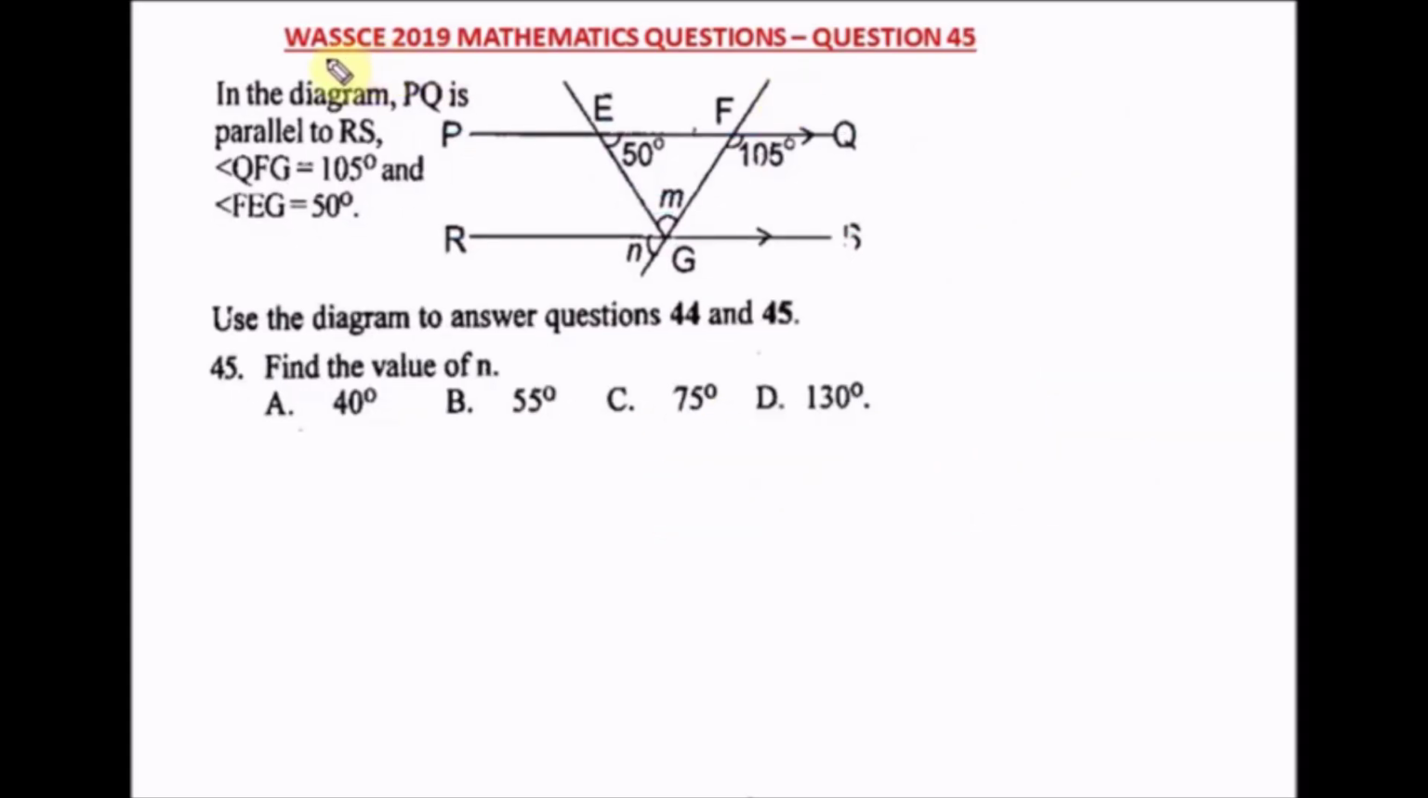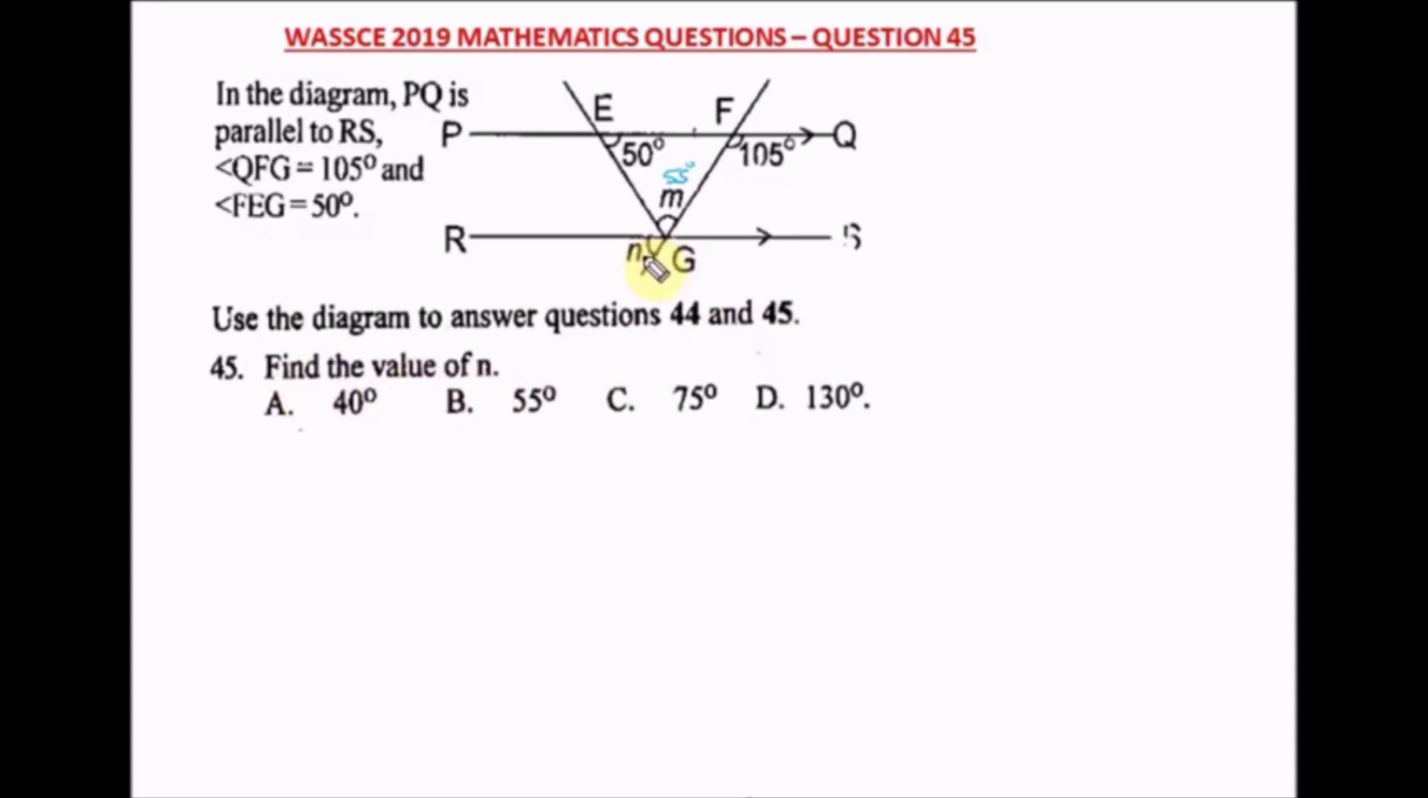Okay, so question 45 of the WAEC 2019 mathematics past question. It says, we're still looking at this diagram since we're to use it to solve 44 and 45. We'll solve 44, which is find the value of m. And remember, we got 55 degrees. All right, so we are to find the value of n now.